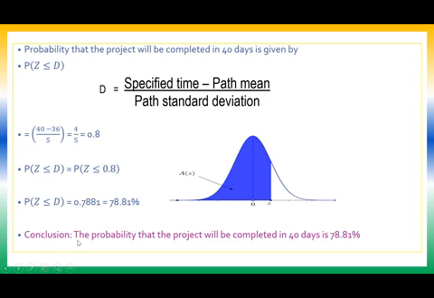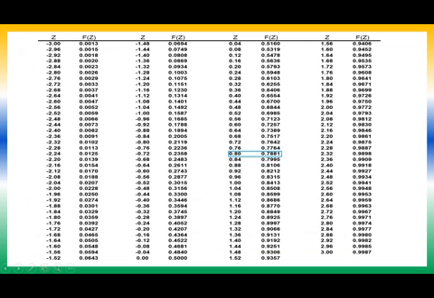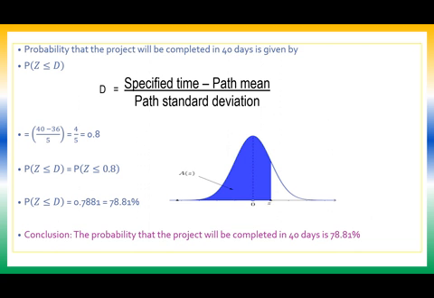So the conclusion that I write is: the probability that the project is completed in 40 days is 78.81%. Any doubt with the problem? Isn't it simple? Very simple, right? So shall we solve one more problem? Quickly, solving one more problem?